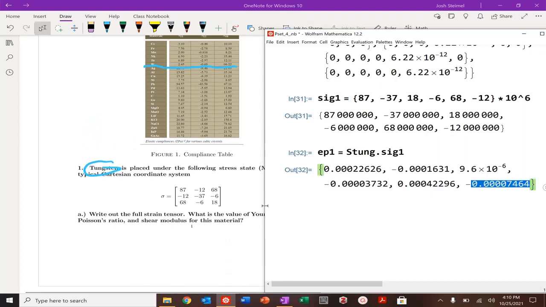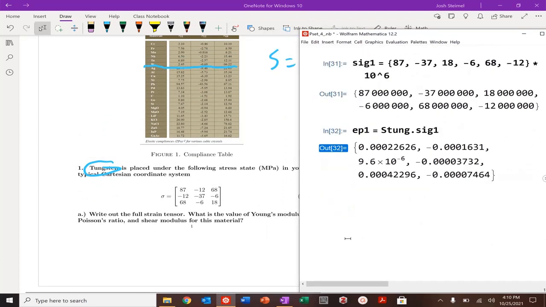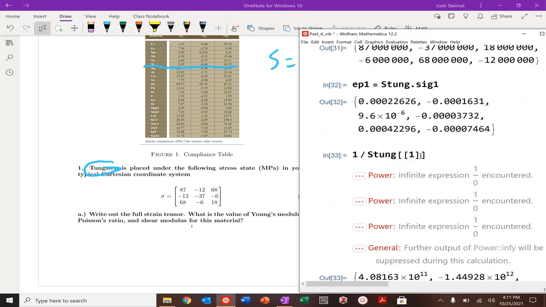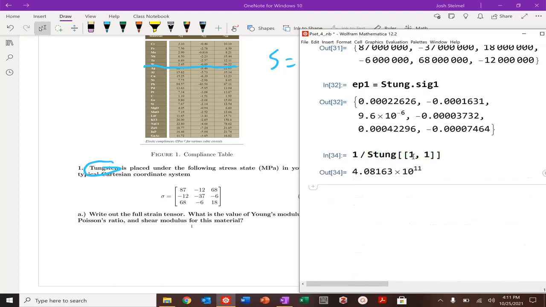So what's the value of my Young's modulus? So I know that S11. So if I look at S tung 1, 1, if I do 1 over that, that's my Young's modulus. So that would be my Young's modulus.